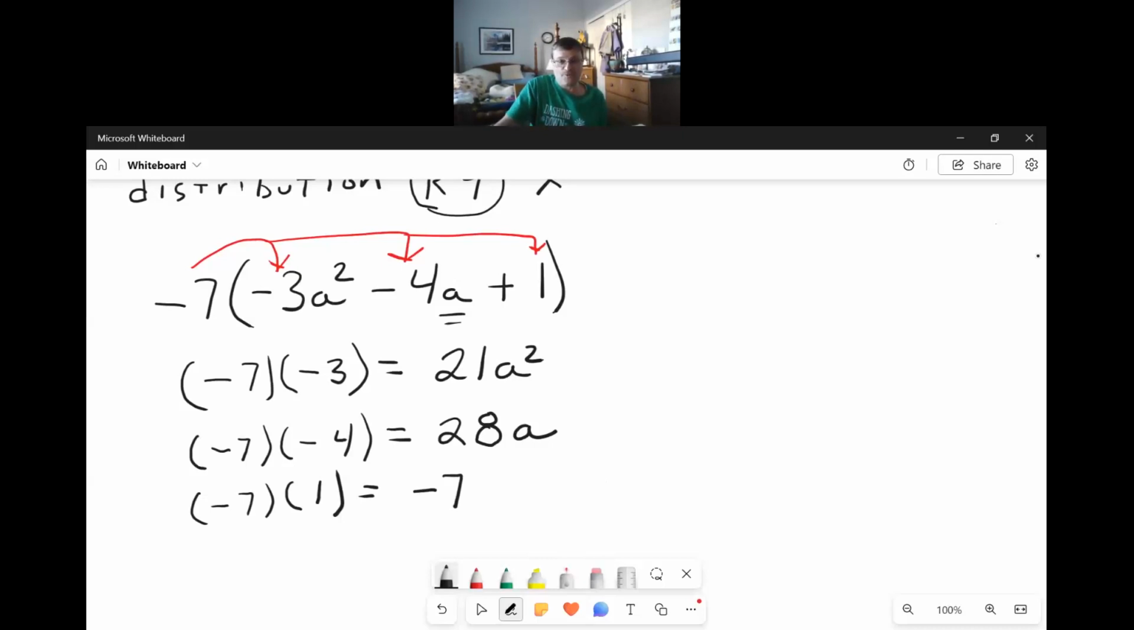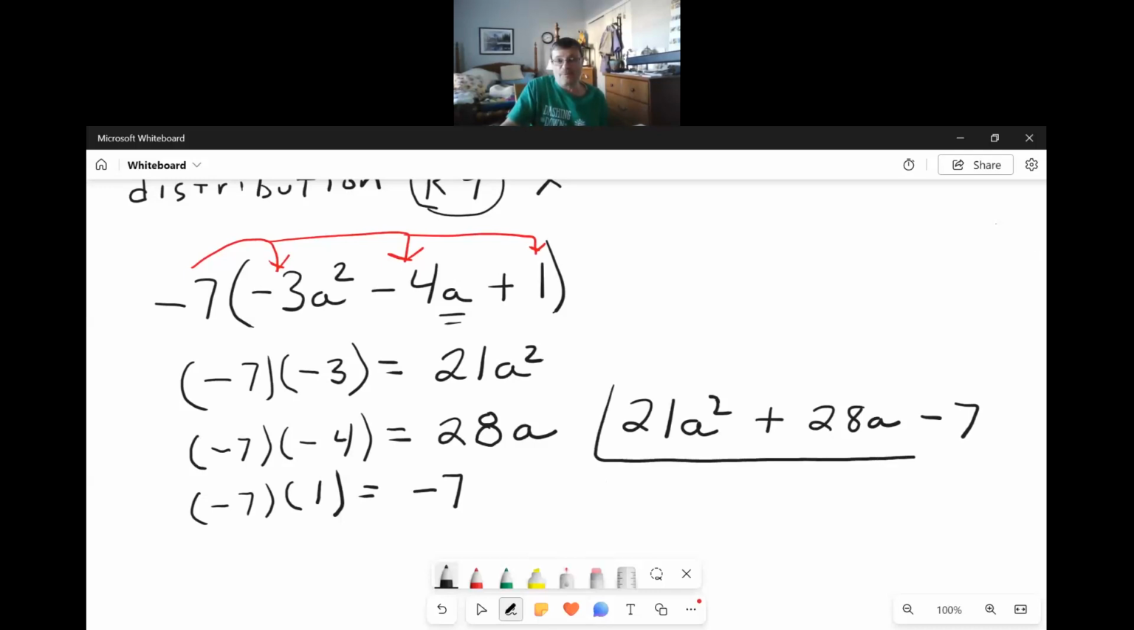So we have our successful distribution here. All we have to do is put everything together as an expression of 21a squared plus 28, because this is positive, you've got to put a sign here in your operations, 28a, and then we have minus 7. And this is as far as you can go here. You can't do anything else here. Remember, if the variables and exponents are different, you cannot combine them. Numbers cannot be combined with any terms. Final answer.